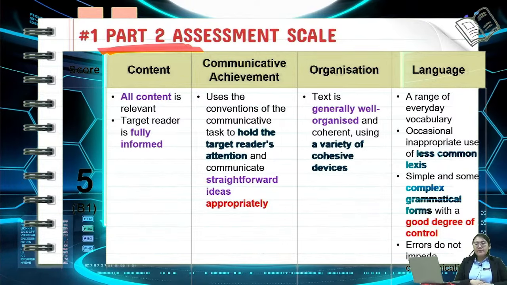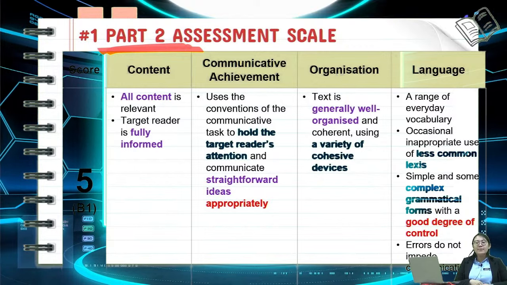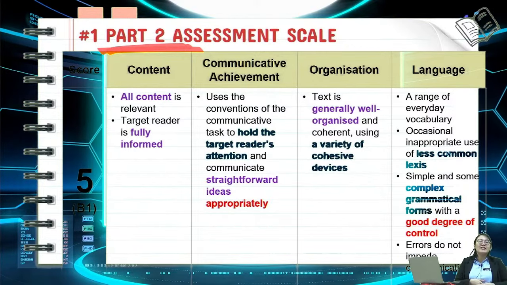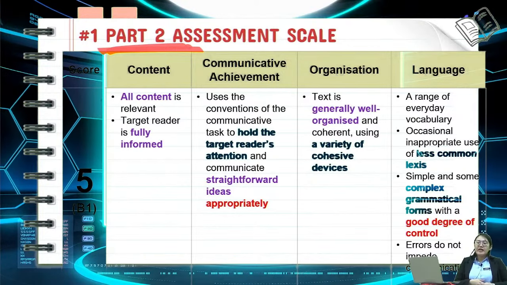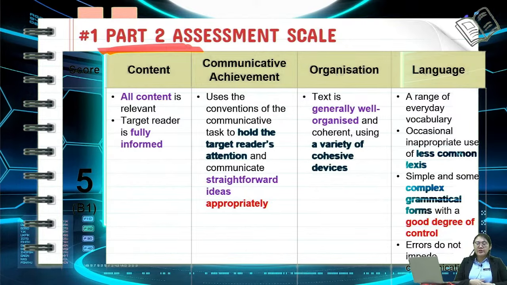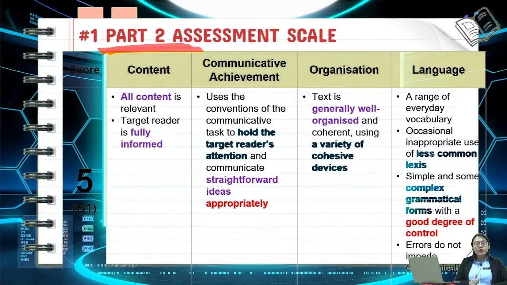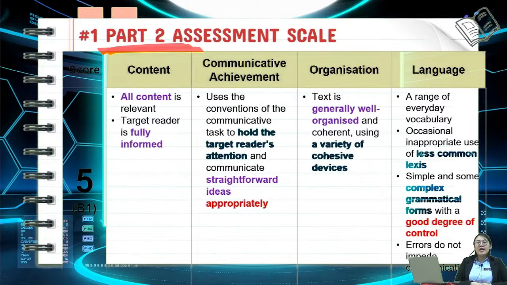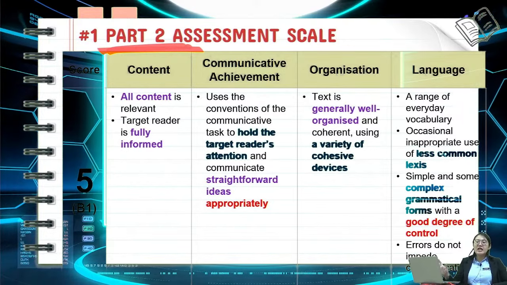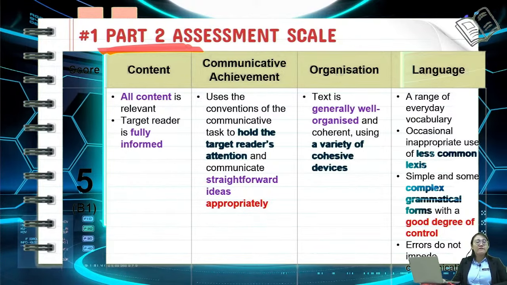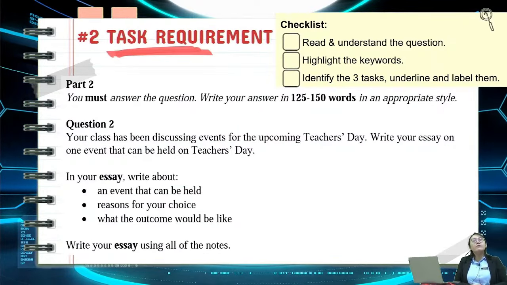For language, we need a range of everyday vocabulary and some occasional inappropriate use of less common lexis. Less common lexis is less common vocabulary that we don't use every day. We also need simple and some complex grammatical forms with a good degree of control. So you need to be able to use some complex sentences in your part 2, and errors do not impede communication. These are some of the criteria that you need to achieve if you want to get band 5 for your part 2.